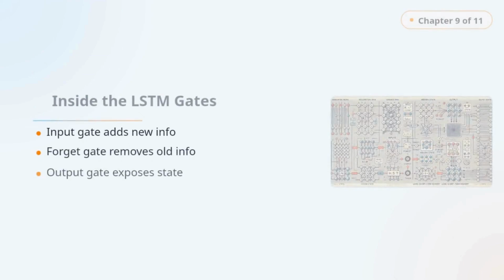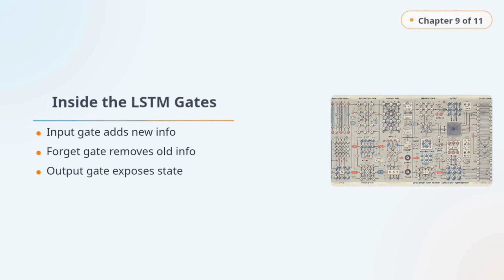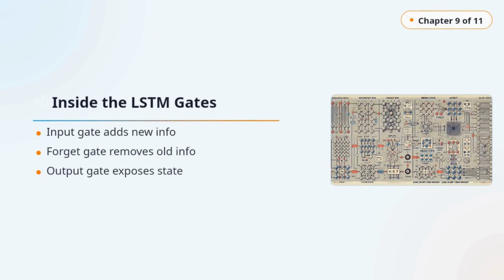Let's quickly decode the gates. The input gate controls how much new information enters the memory. The forget gate decides what old information should be removed. And the output gate determines how much of the internal memory should influence the hidden state and final output. Together, these gates make information flow much more controlled.